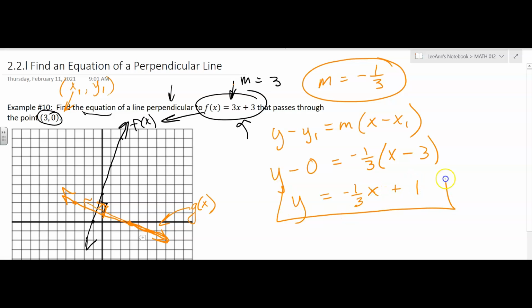And so this is the equation. They probably have it as y equals negative 1/3 x plus 1. Now remember, I labeled mine g of x. So if you wanted to write it g of x equals negative 1/3 x plus 1, you could, but I made that g of x up. Okay, so that's how you find the equation of a line perpendicular to another line.